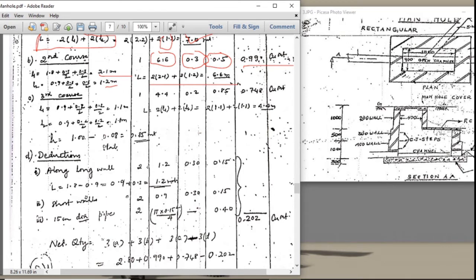Third course, same way. So see here, this is 0.9. Okay. 0.9 plus 0.2 by 2 plus 0.2 by 2, 1.1.